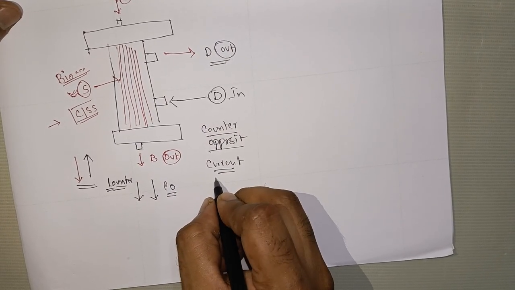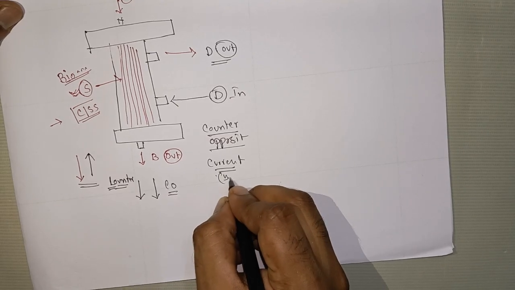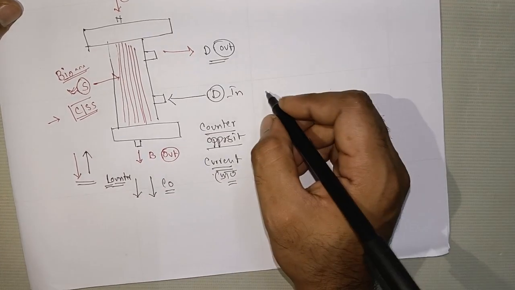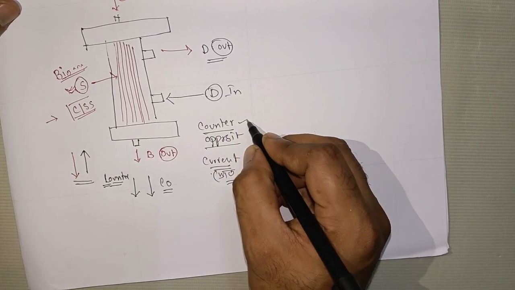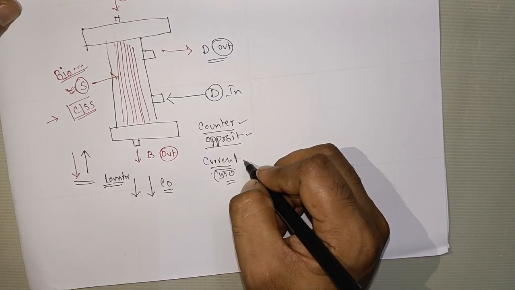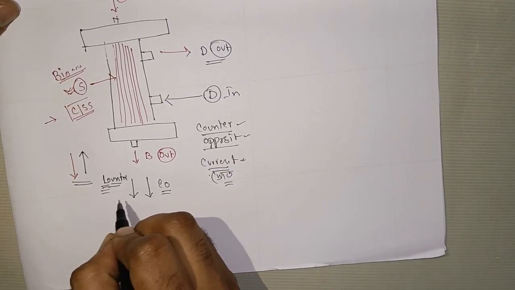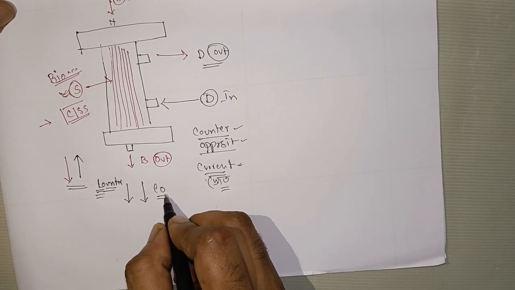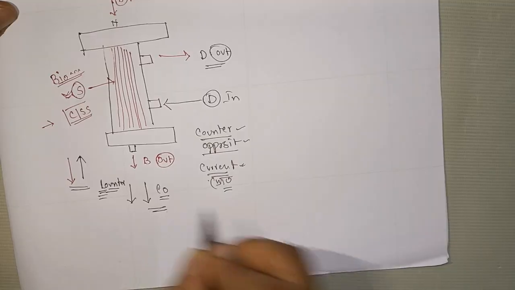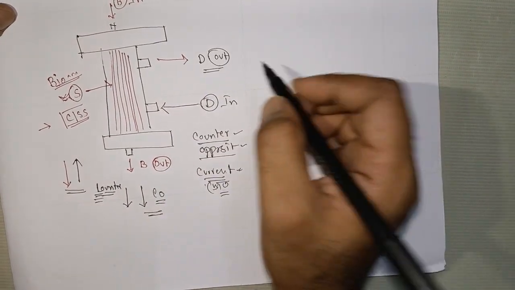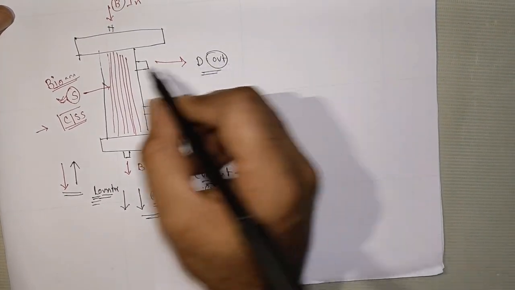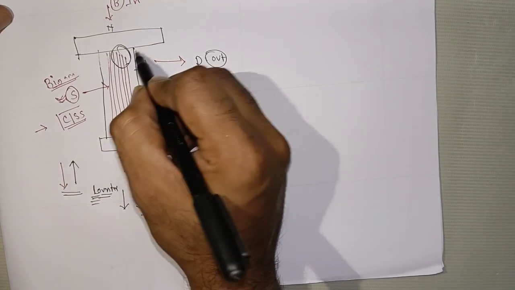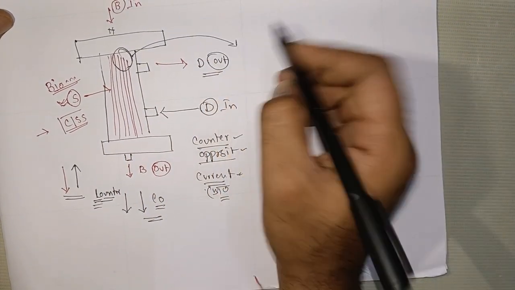in Bengali we call it স্রোত, নদীর যে স্রোত, that current. So opposite-direction current is called counter current mechanism, and if it is the same direction then it is called co-current mechanism.